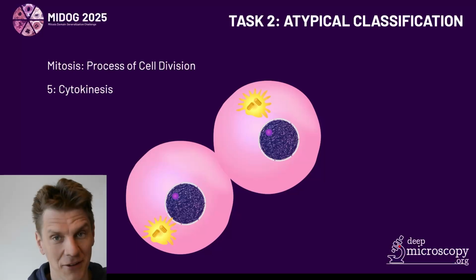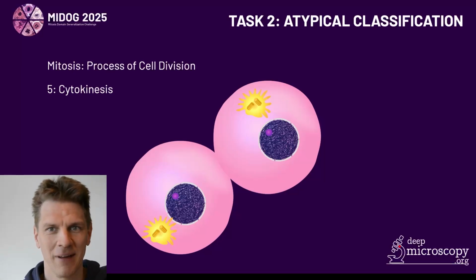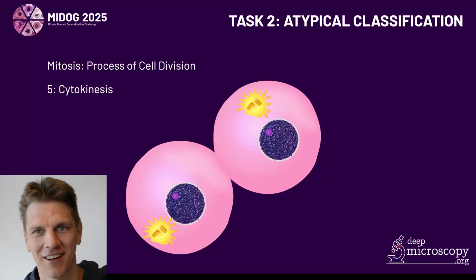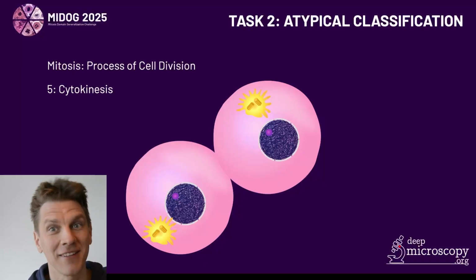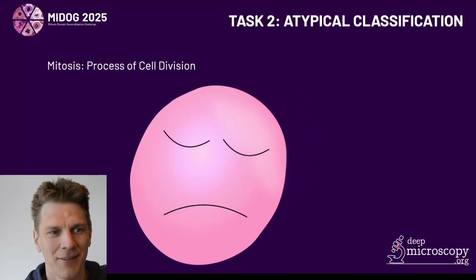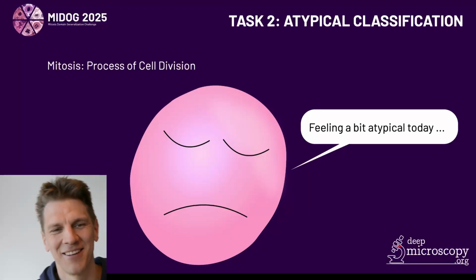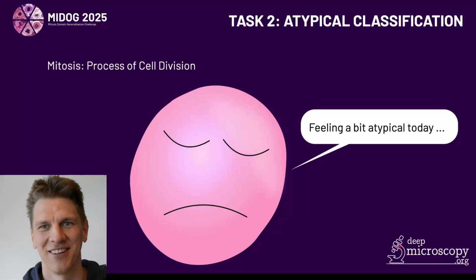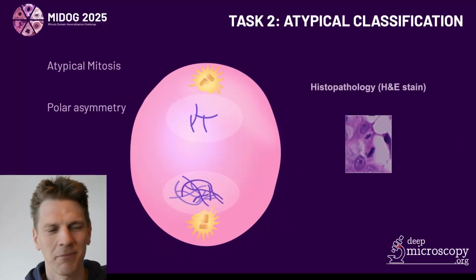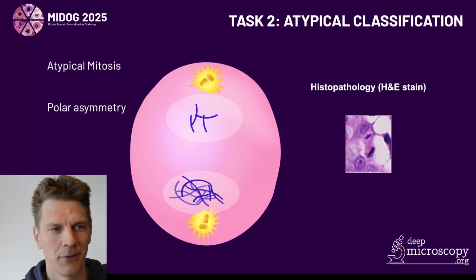Now, the interesting question is, if there's a normal case, what are the not normal cases, the so-called atypical cases? So our little cell here is maybe feeling a bit atypical today. So let's have a look at how that actually looks. There are different cases of atypical mitosis, and one is the so-called polar asymmetry.